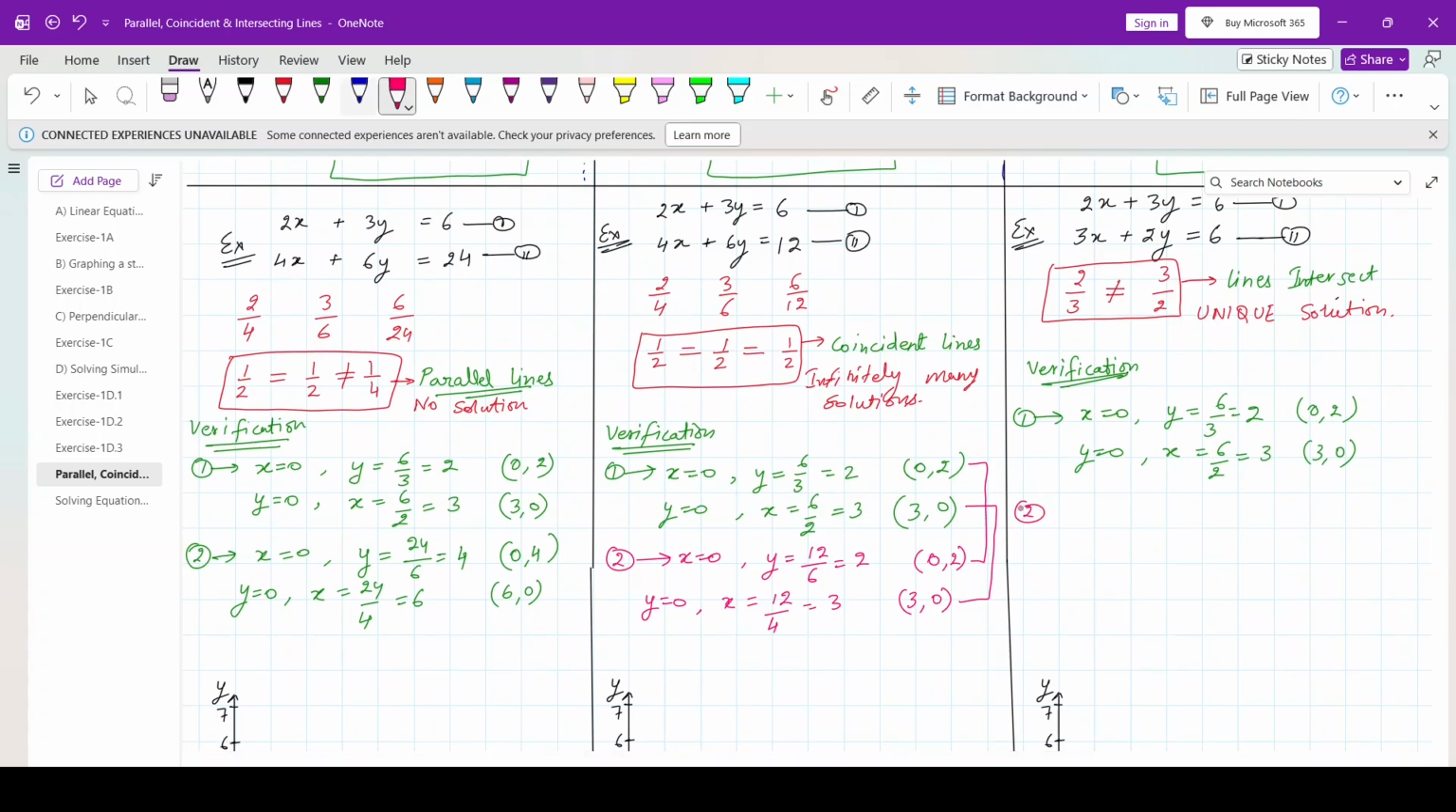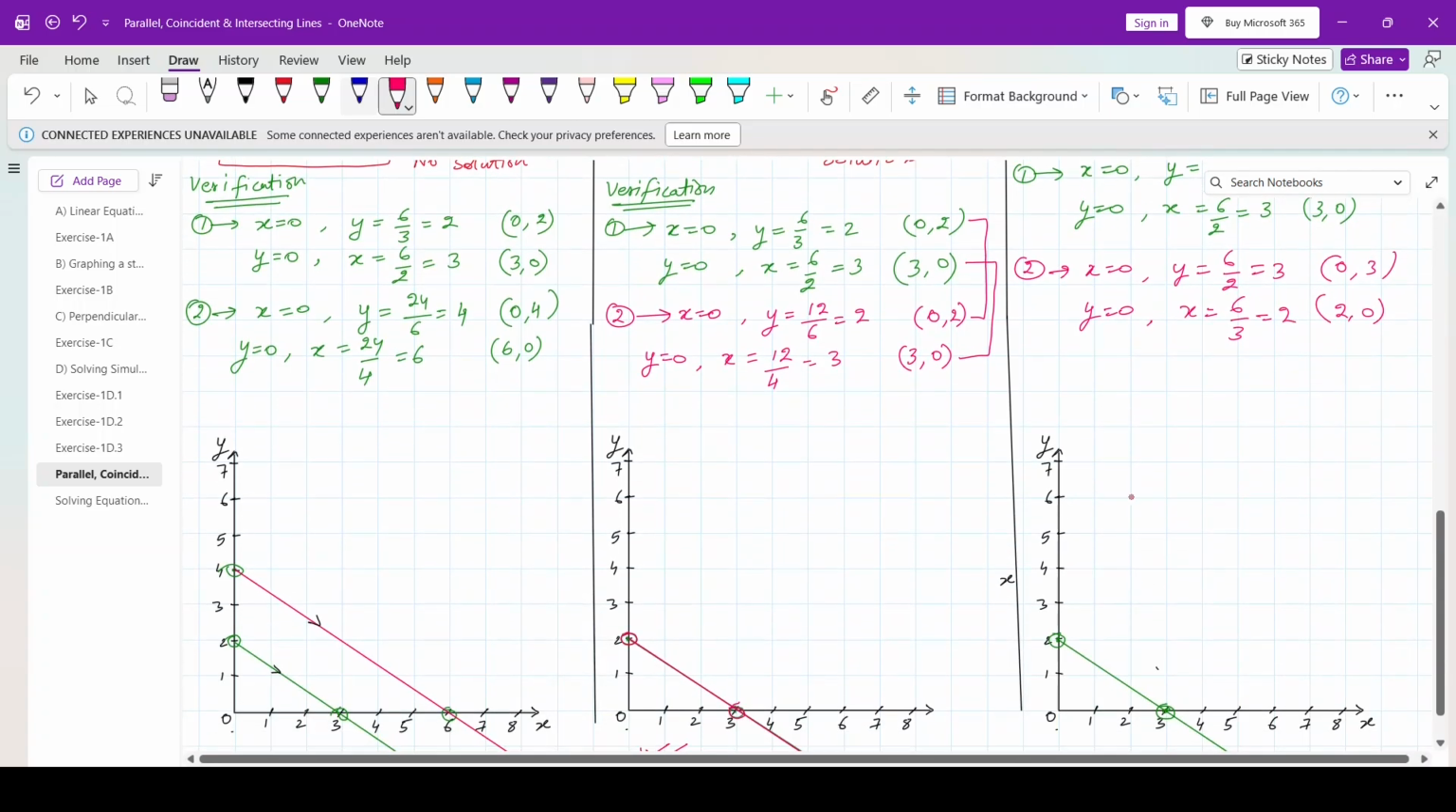Let's plot the second line as well. Taking x is equal to 0, we get 2y is equal to 6, and y is equal to 6 by 2, that will be 3. So our point will be 0, 3. Similarly, taking y is equal to 0 here, we get 3x is equal to 6, and hence x is equal to 6 divided by 3, that will be 2. So our point will be 2, 0.